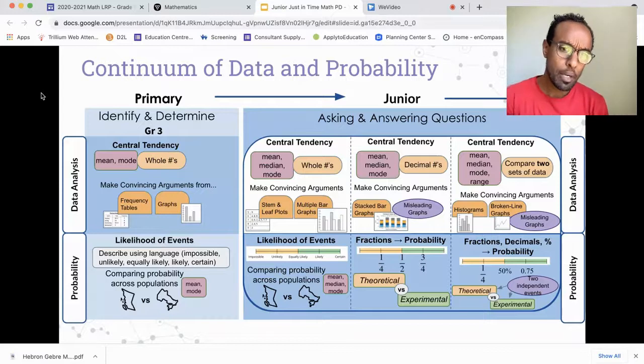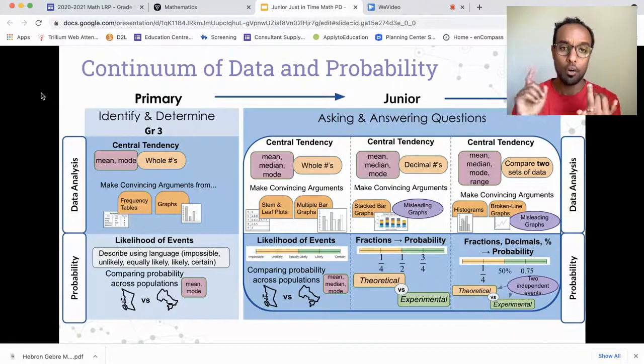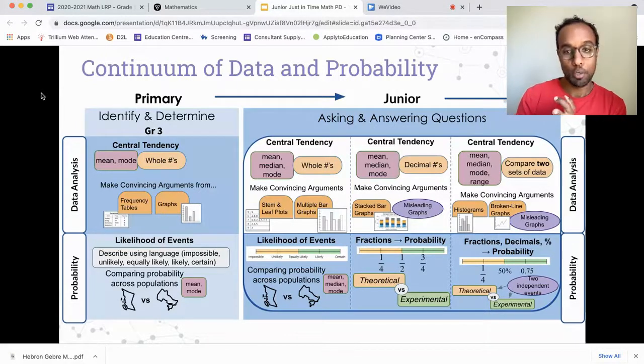When we go back to grade 3 concepts, in the data analysis section of things, grade 3s are just working with mean and mode, so no median there, and they're dealing with whole numbers. Working with, understanding those central tendency, what they mean, but also determining, calculating mean and mode. We're also working with making convincing arguments from, in grade 3, frequency tables and various graphs.